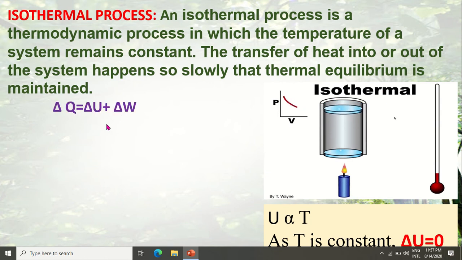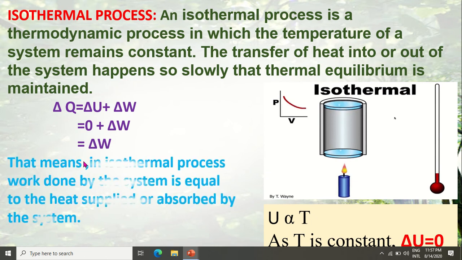That means the first law of thermodynamics can be written del Q equal to del U plus del W. Here del U equal to 0. That means change in internal energy will be 0. So del Q equal to del W. What does it mean? That means in isothermal process, work done by the system is equal to the heat supplied or absorbed by the system.